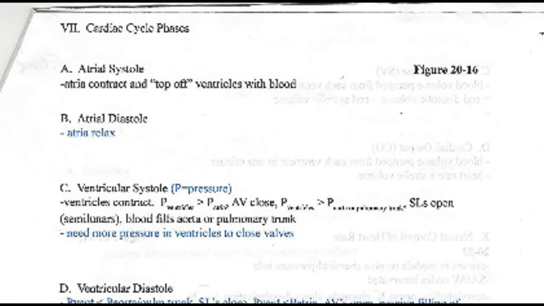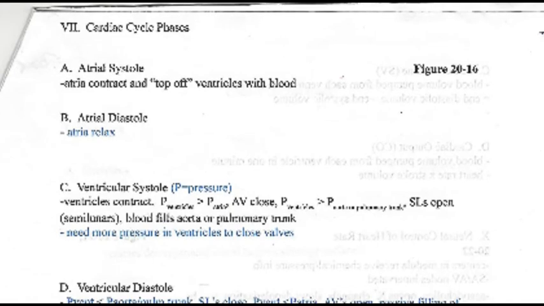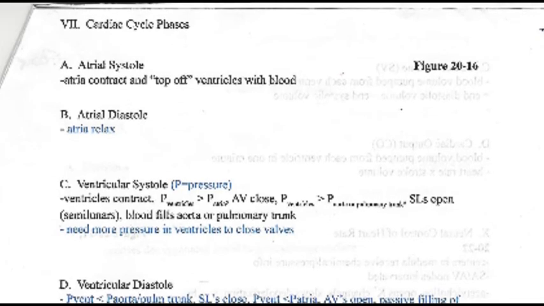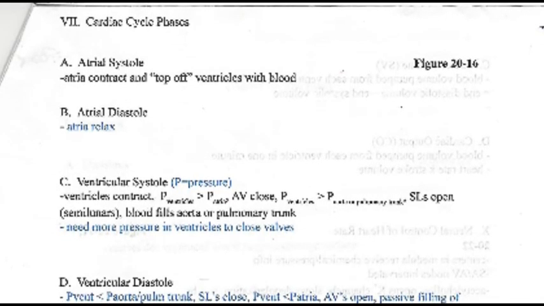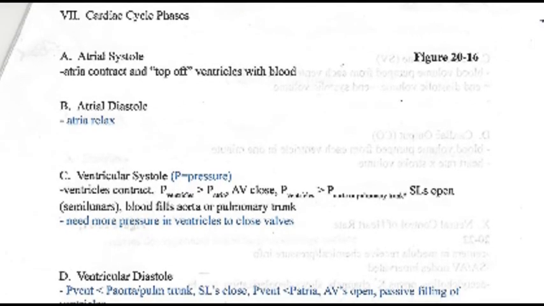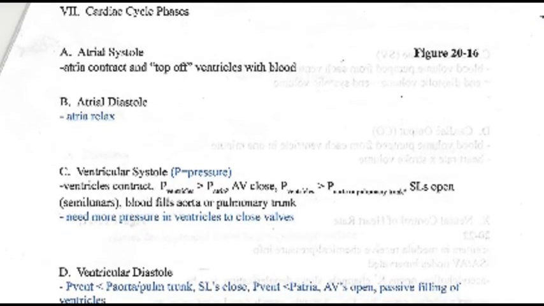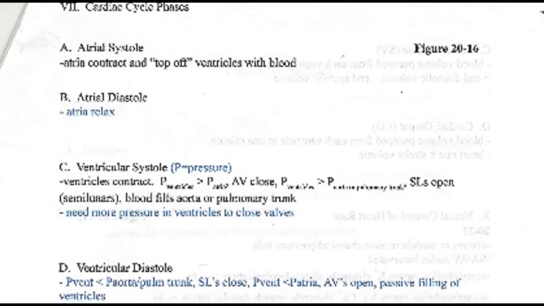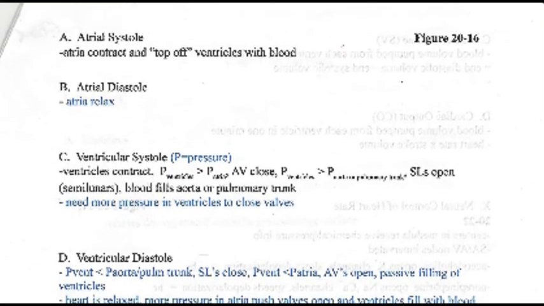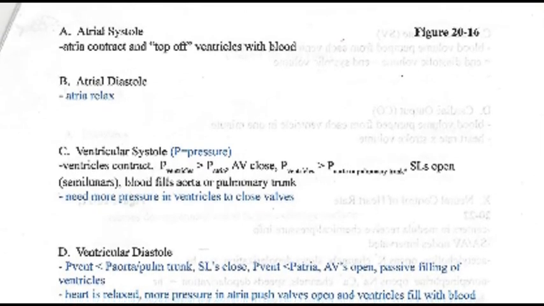In atriosystole, the atria contract and top off the ventricles with blood. In atrial diastole, the atria relax. This next point deals with ventricular systole. The ventricles contract. The pressure inside the ventricles is greater than the pressure inside the atria.